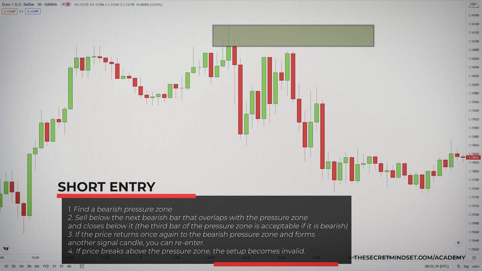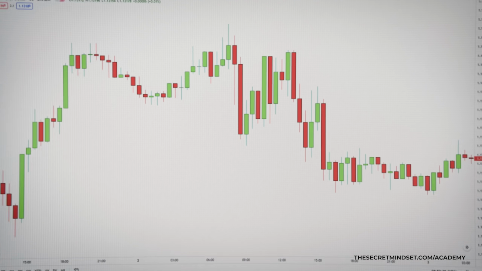Find a bearish pressure zone. Sell below the next bearish bar that overlaps with the pressure zone and closes below it. The 3rd bar of the pressure zone is acceptable if it's bearish. If the price returns once again to the bearish pressure zone and forms another signal candle, you can re-enter. And if price breaks above the pressure zone, the setup becomes invalid.